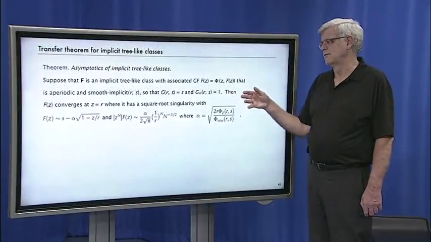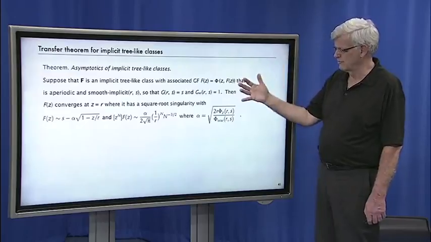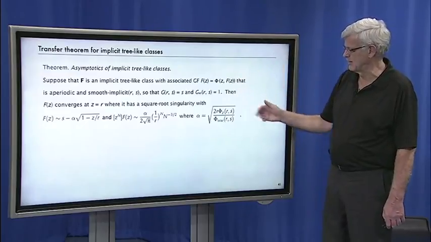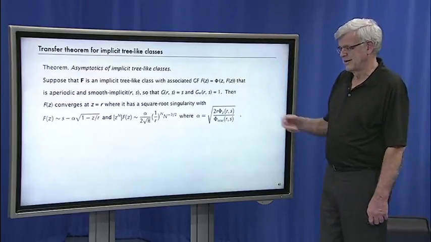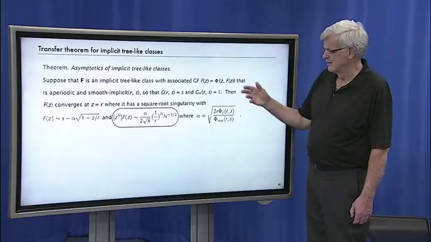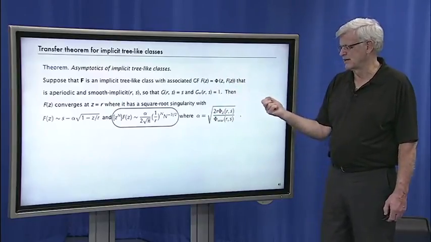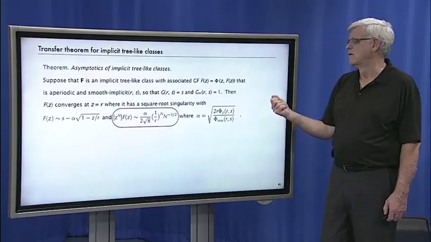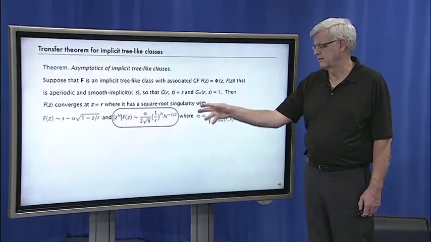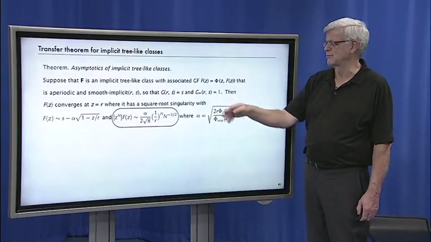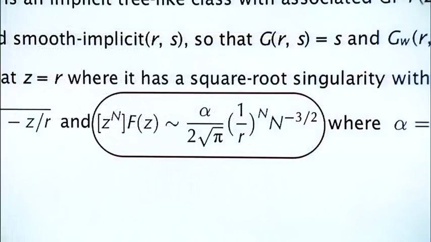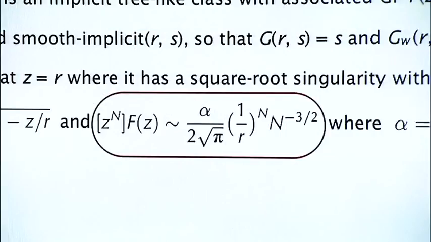Very similar to simple varieties of trees, it's just a more complicated computation of a constant, but not all that more complicated. And again, we've got coefficient asymptotics now of 1 over R to the n times n to the minus 3 halves times a constant for any kind of recursive construction, where we've got a class defined in terms of itself and atoms.